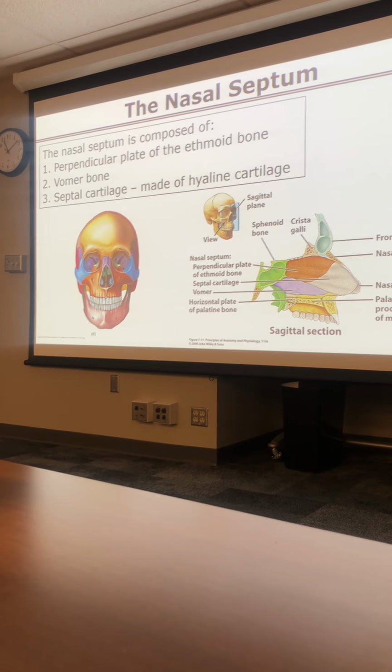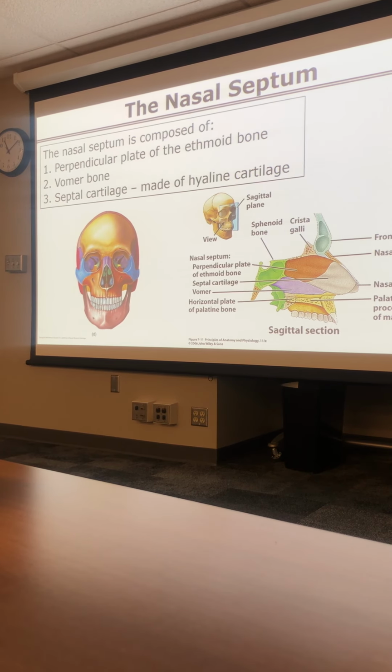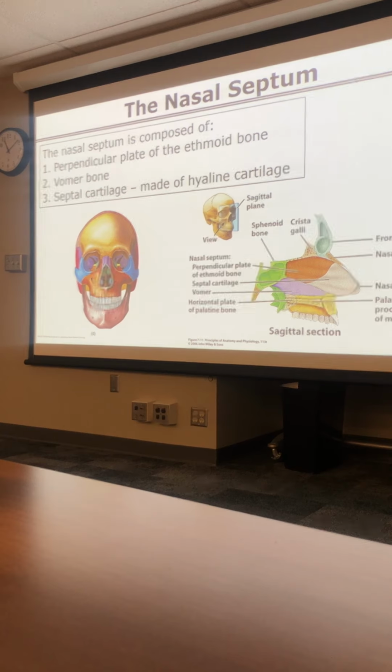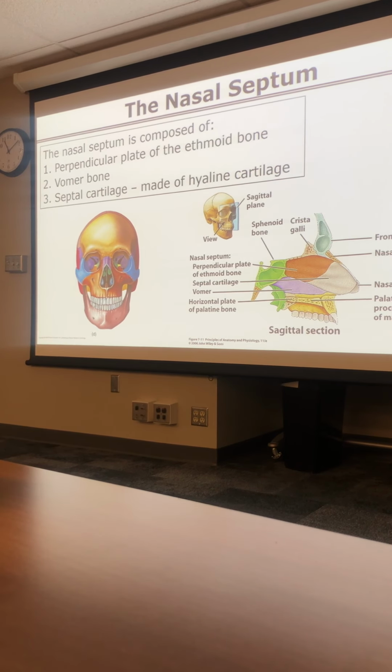A deviated nasal septum is one that's deflected to the right or to the left of the midline, and it can occur through trauma, or as a developmental abnormality. If the deviation is serious, pushed too far to the right or the left, it can actually impact breathing through the nose, and then it'll have to be corrected surgically.